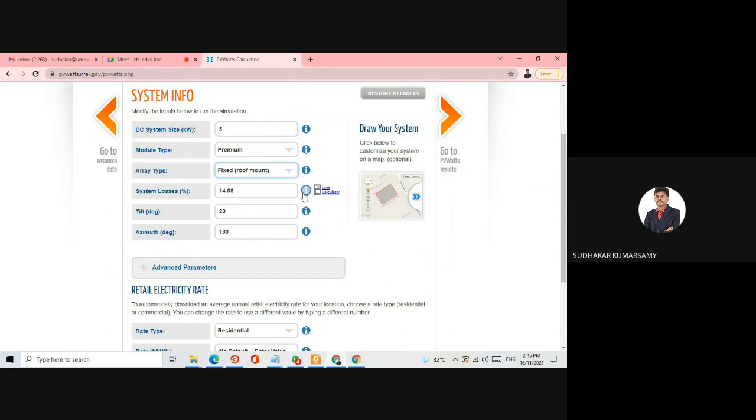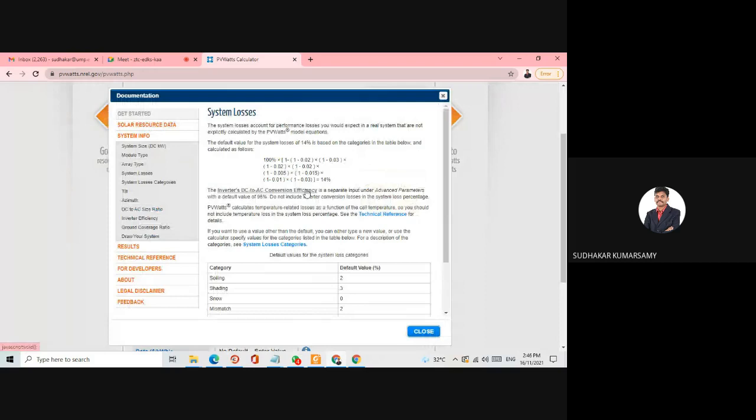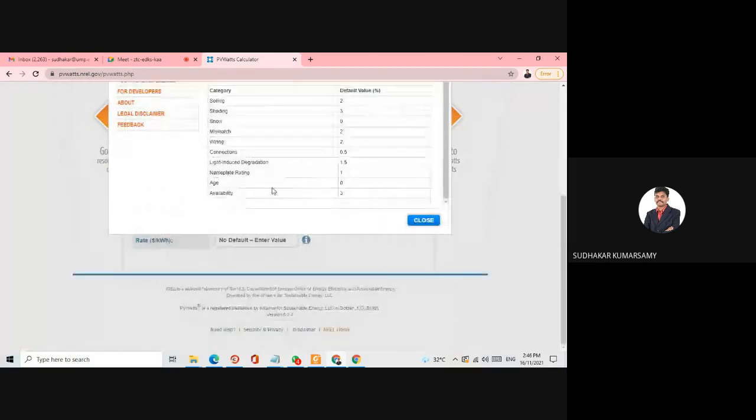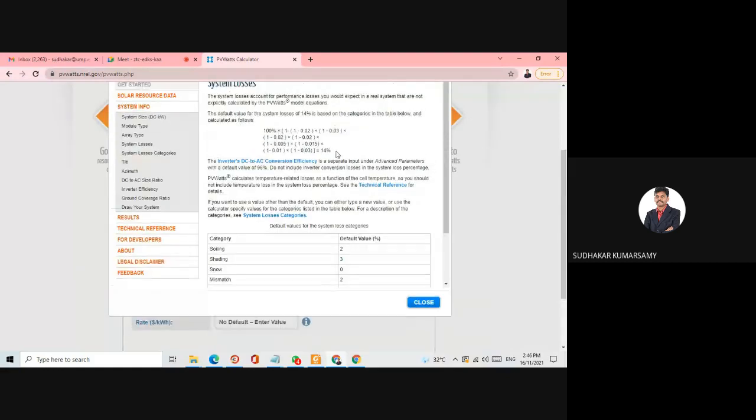Then the system losses. This also is given by default, but you can change this value according to the location. Some locations may have less losses, some locations may have more losses. This depends on the site only. Sometimes higher temperature will lead to more temperature loss. If there is more dust in an area, this value also increases. So this totally depends on the location, and you can find different values for it.